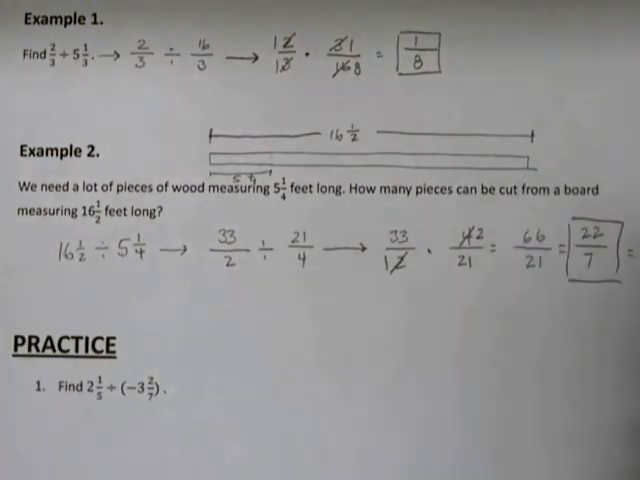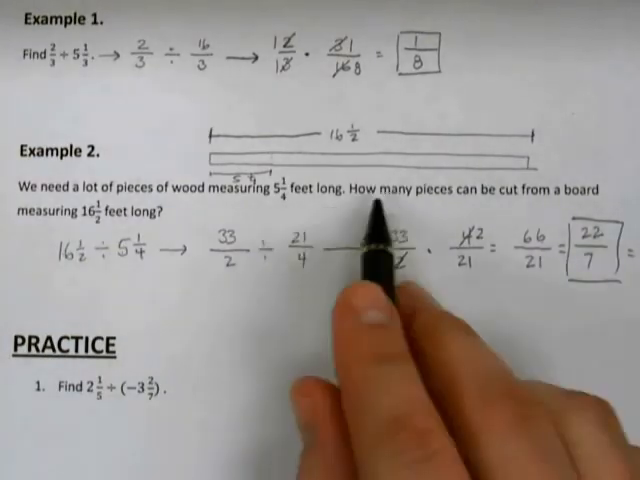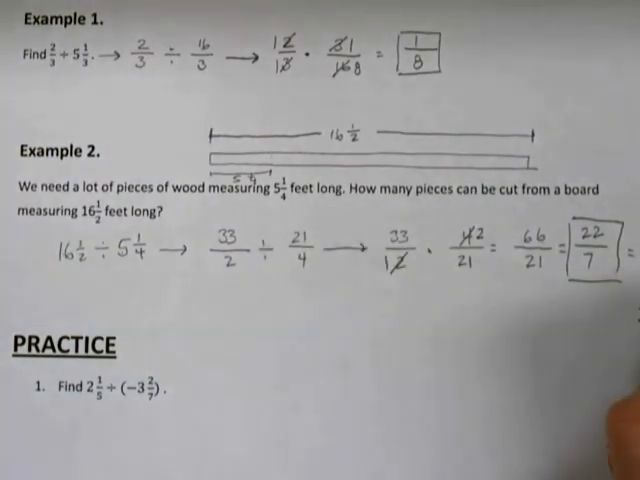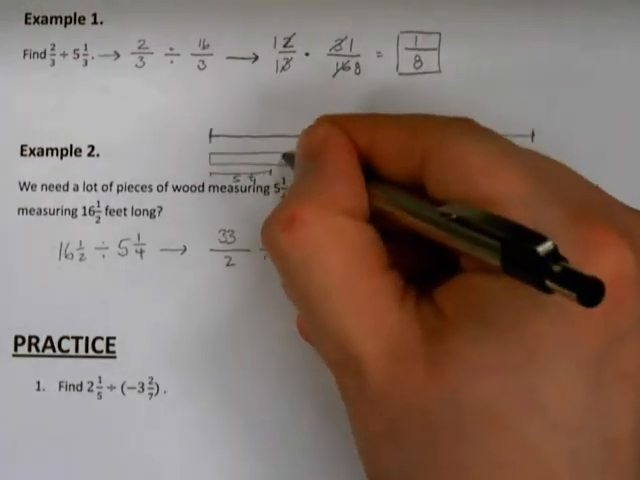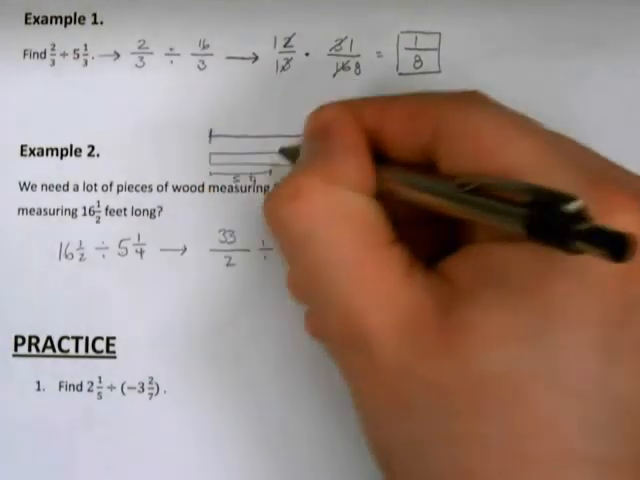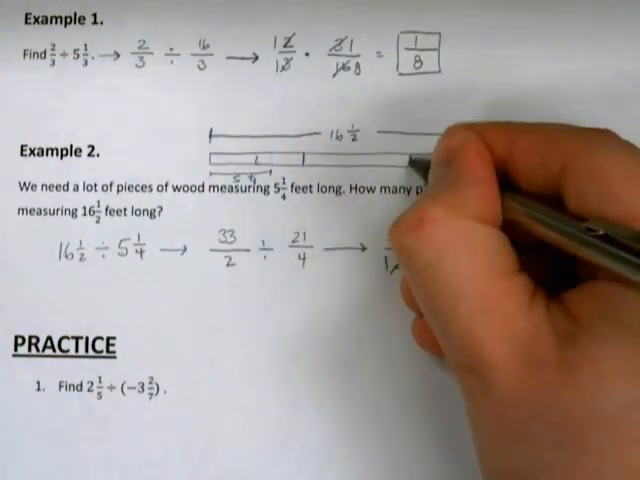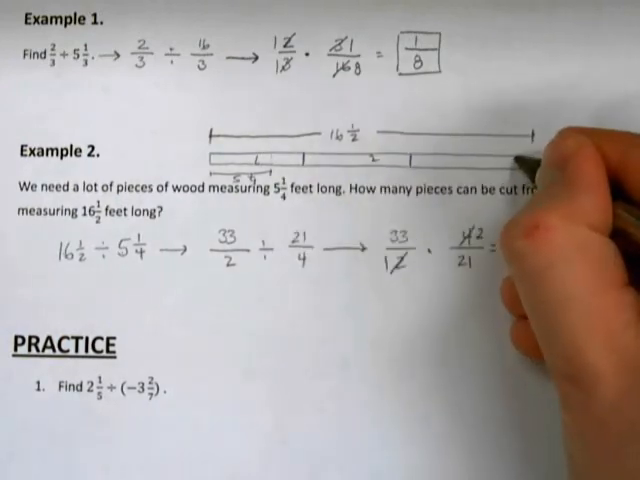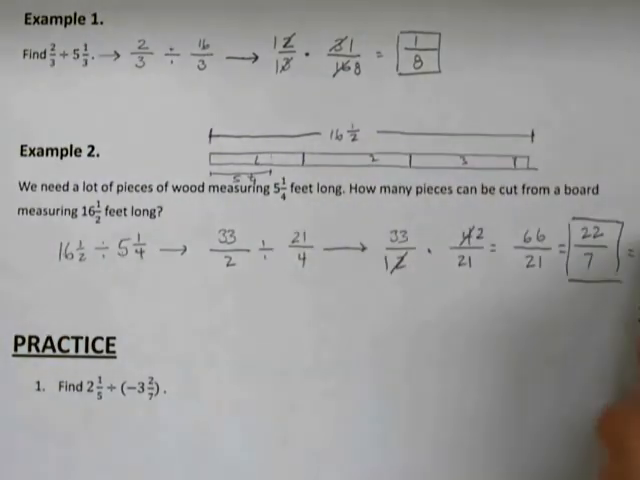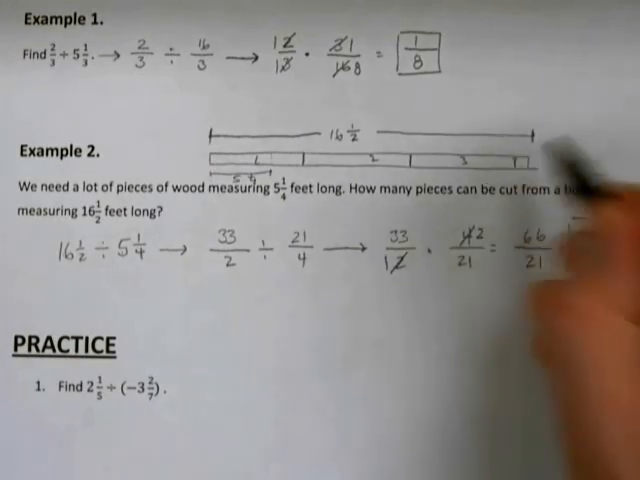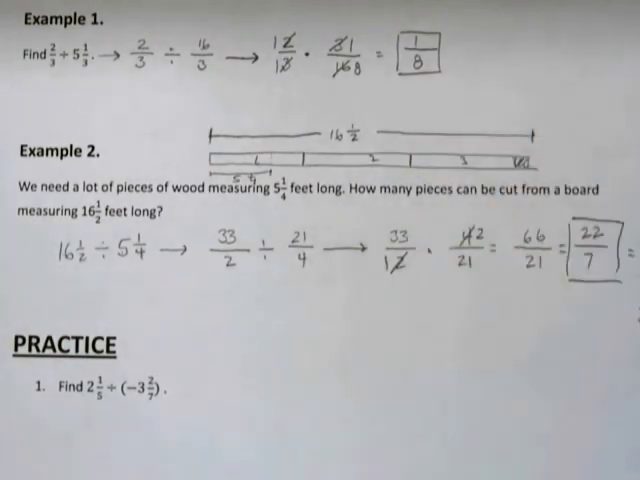If we change that to a mixed number fraction, that would be 3 and 1/7. So really, how many pieces can be cut from a board is just 3 pieces, right? Only 3 pieces. We have a 5 1/4 right here, so this is 1 board. 5 1/4 right here, that's 2 boards, and I have 5 1/4 right here, and that's my 3rd board. I'd have 1/7 of an inch left over right in this section. That would just be my scrap wood. And that's how you solve division of fractions. Woohoo.